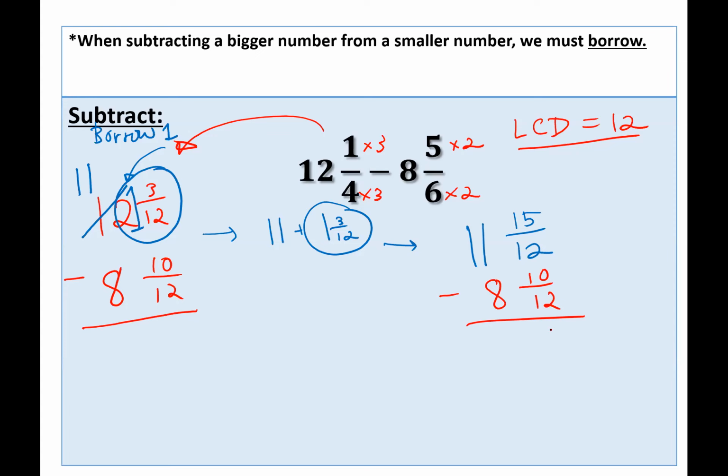Okay, 15 minus 10 is 5. So that's 5/12. 11 minus 8 is 3. Here is our final answer as a mixed number. Borrowing is definitely tricky stuff.